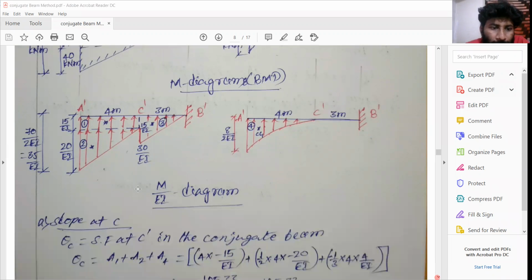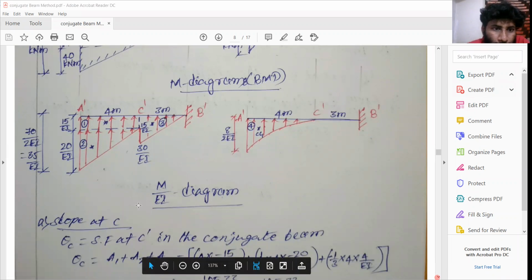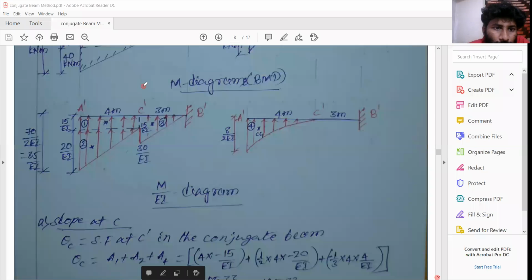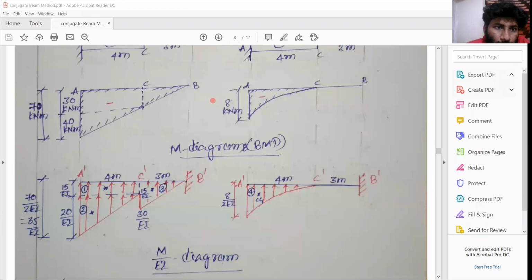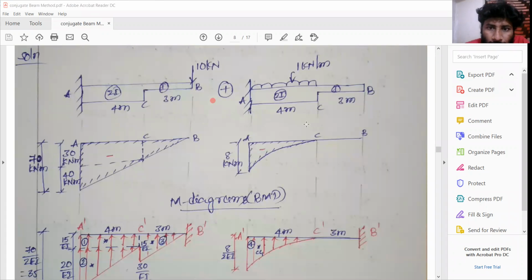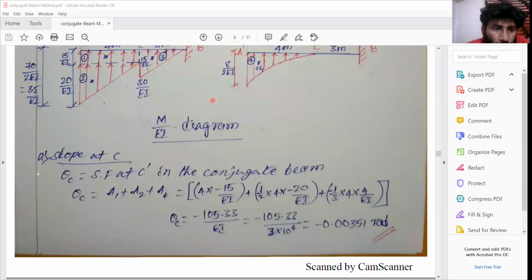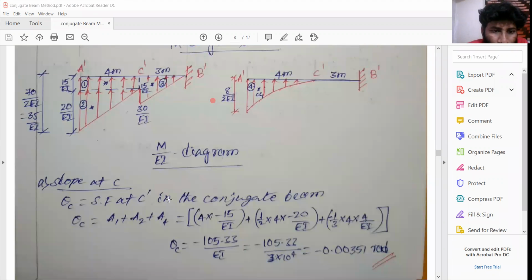After obtaining the M by EI diagram, we have to find the slope at C. Slope at C means here we have to find it. Again here we have to consider both the diagrams. So slope at C is equal to the shear force at C in the conjugate beam. This we know from the first theorem of the conjugate beam method.